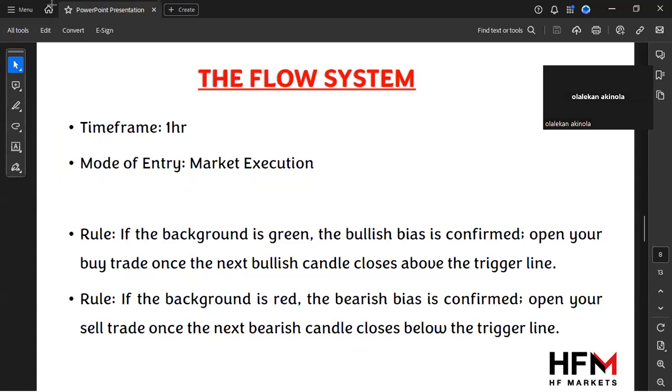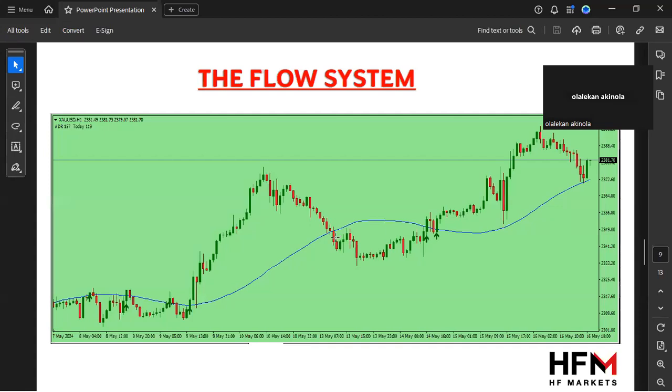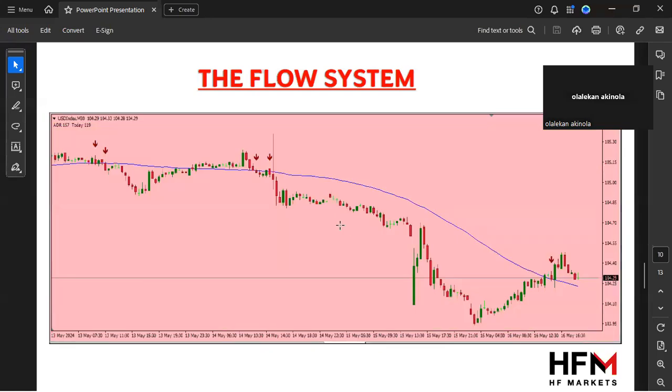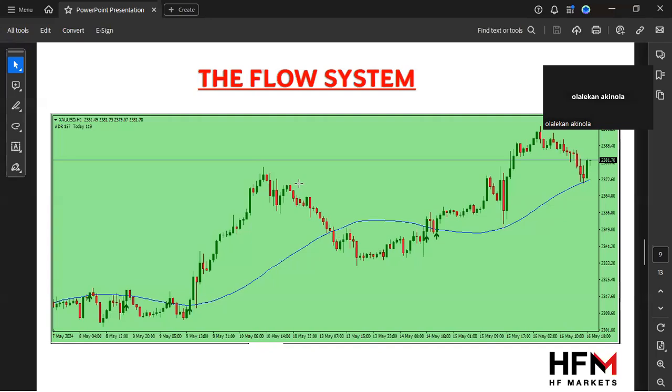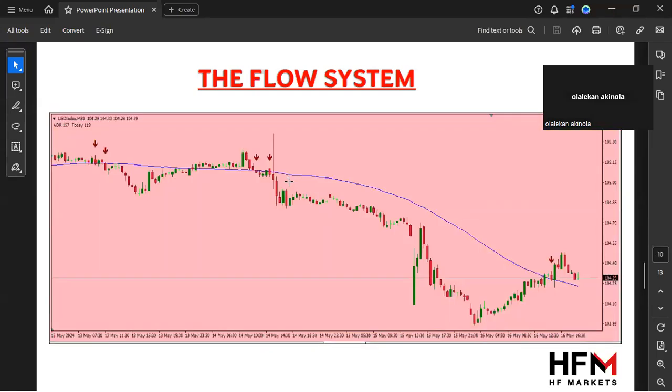I don't have so much time again, but let's just make up some things. This is how a green background of the flow system will present itself, and this is how the red background presents itself. So the colors are quite evident. You cannot miss it. All right, this is what we mean by the green background and the red background on the flow system.